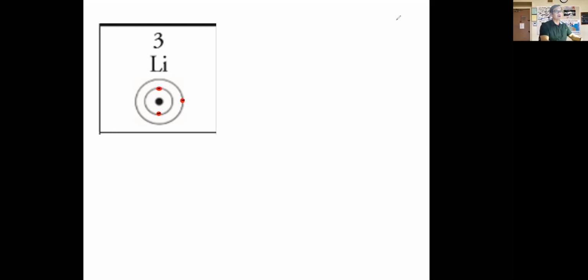Now, lithium also has, let's recall, 3 protons in the nucleus. Let me draw this a little bit clearer. Lithium has 3 protons in the nucleus, so we want to make sure we keep that in mind as we discuss this.